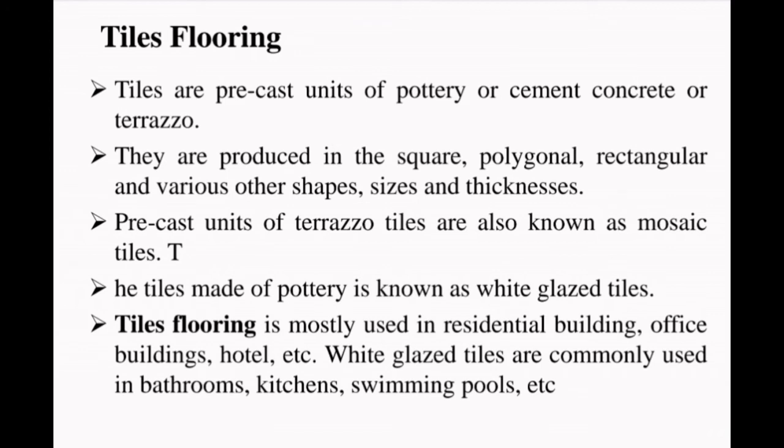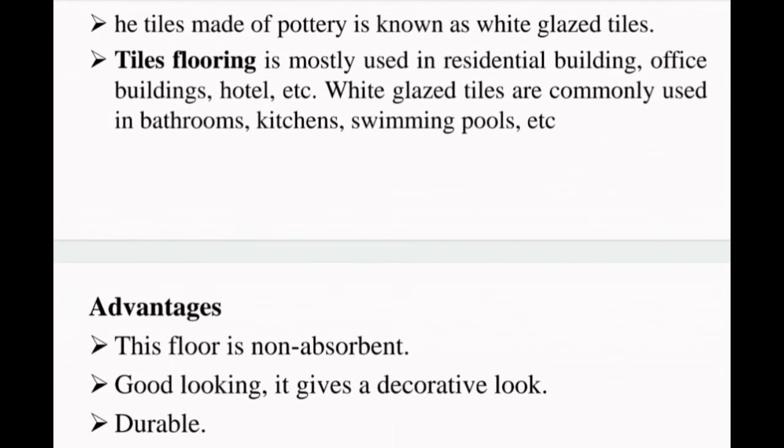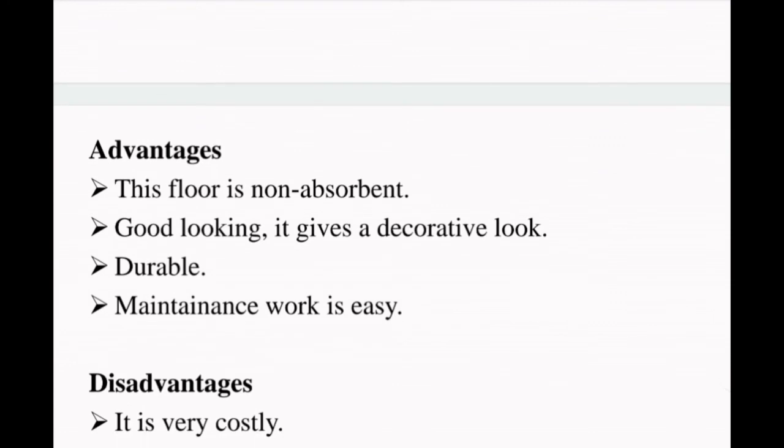As we all know, tiles are precast units of pottery, cement concrete, or terrazzo. They are produced in the shape of square, polygonal, rectangle, and various other shapes, sizes, and thicknesses. These precast units of terrazzo tiles are known as mosaic tiles. Tiles made of pottery are known as white glaze tiles, and are mostly used in residential buildings, office buildings, hotels, etc. White glaze tiles are commonly used in bathrooms, kitchens, and swimming pools.